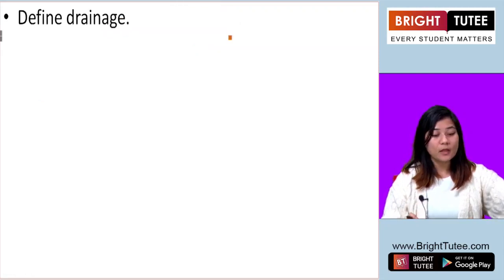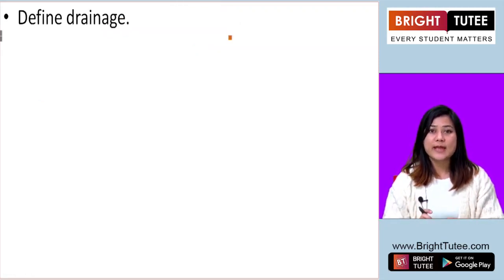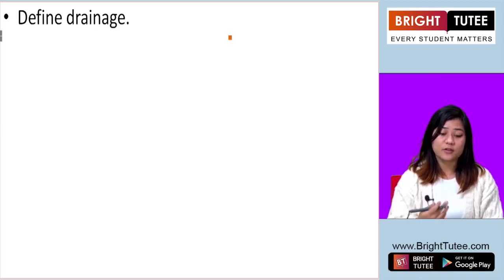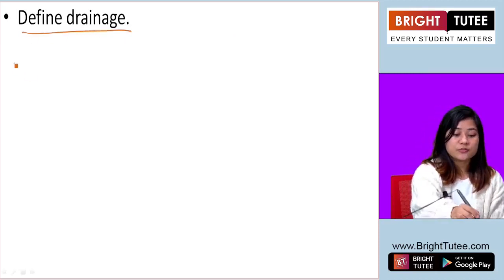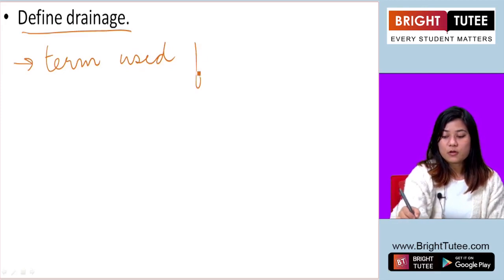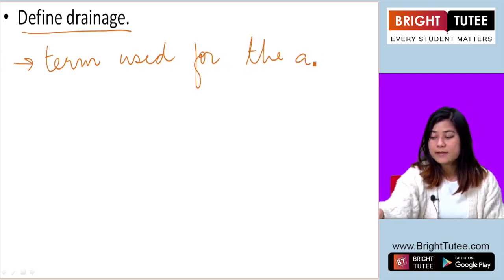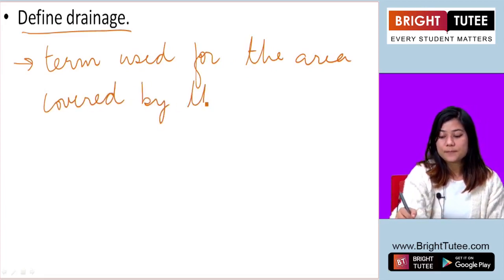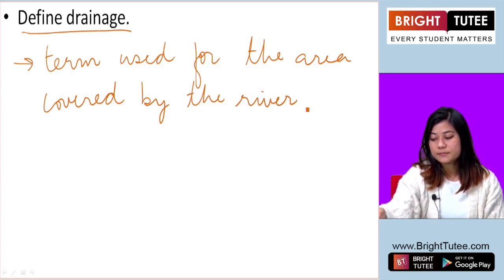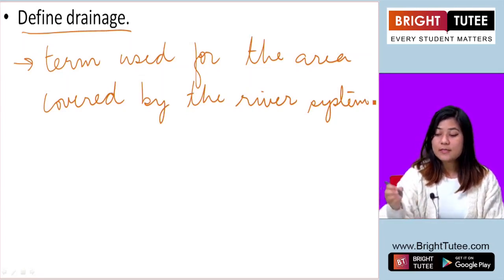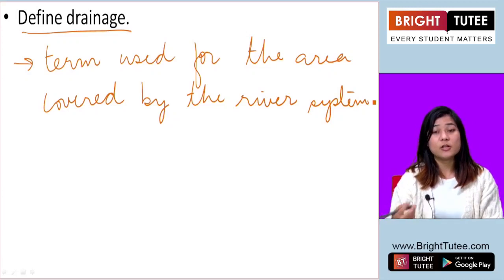Alright, so with that we have quickly come to an end of the introductory part of the chapter. As we come to an end, the first question that we have here is: define drainage. Drainage is a term used for the area covered by the river system. Or you can also say the area covered by the river system is called drainage.